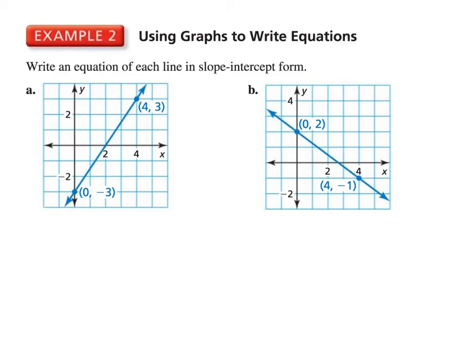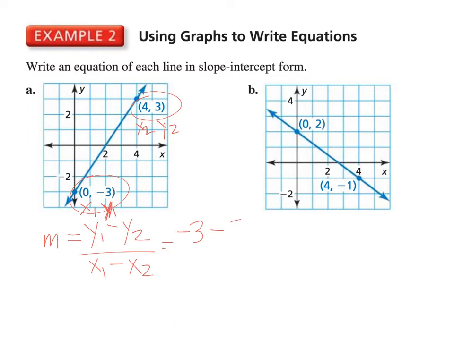Write an equation of a line in slope-intercept form. They give us 2 points, and 2 points is all you need to figure out the equation of that line. First we use the slope formula, rise over run. Let me label these: x1, y1, x2, y2. So I have y1, which is -3, minus y2, which is 3, over x1, which is 0, minus x2, which is 4. So I have -6 over -4, that's 3/2.